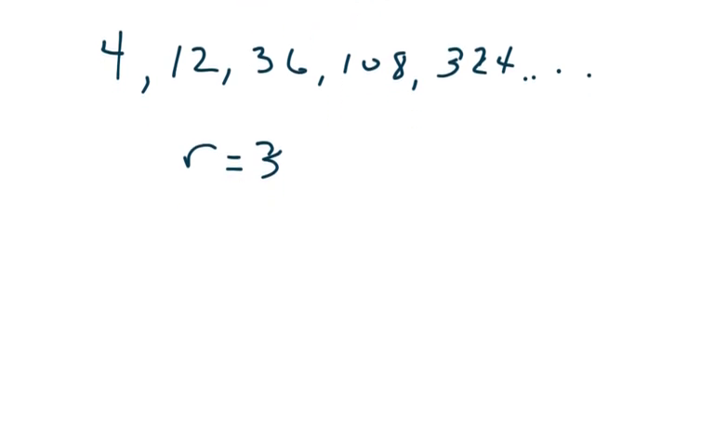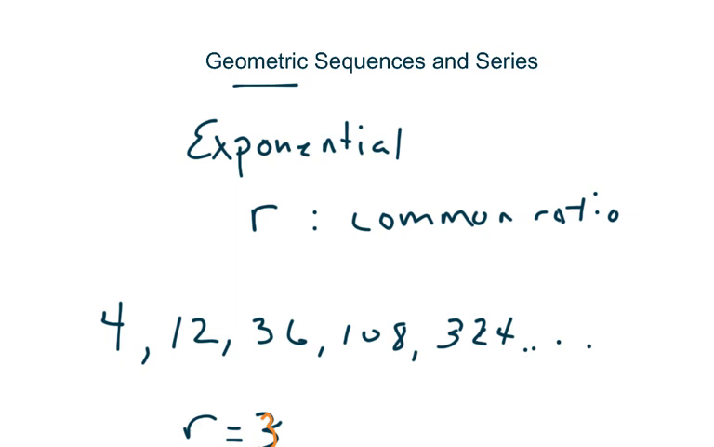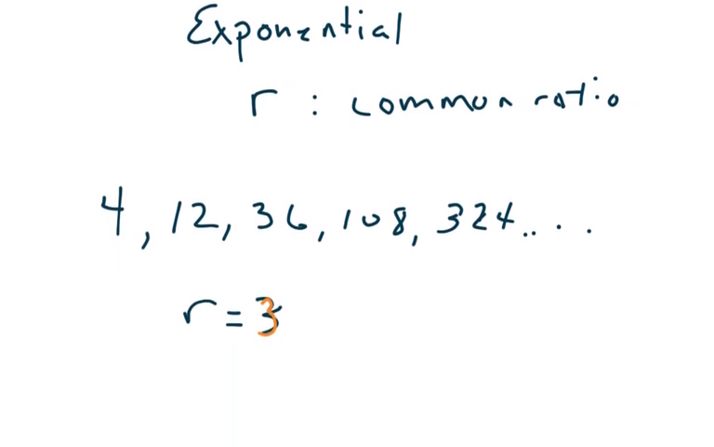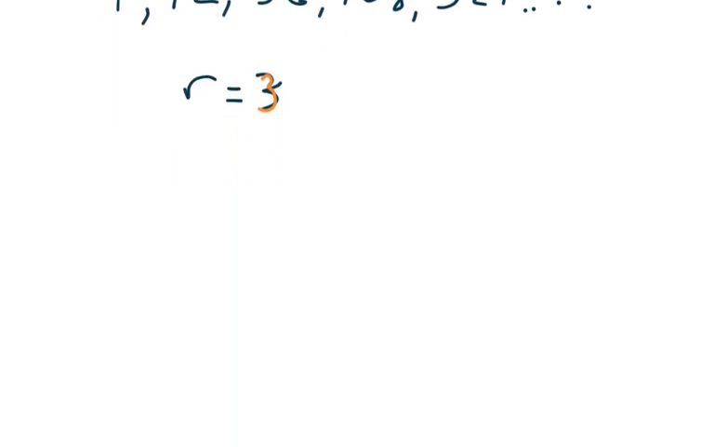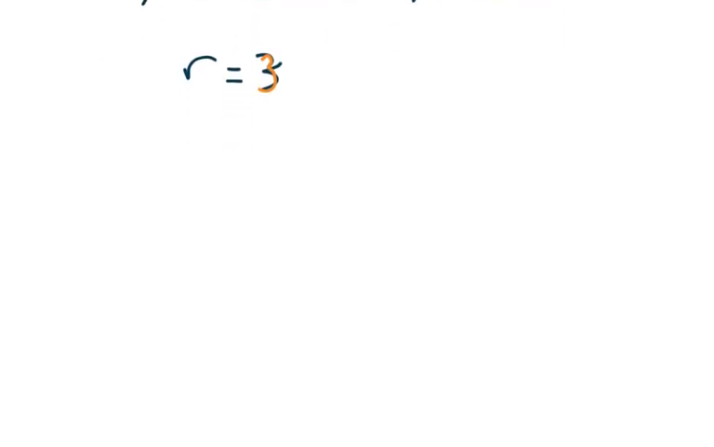We can write this as an explicit rule or we can have a recursive rule. One thing that's different about a geometric sequence is that the common ratio can actually be negative. You don't have to be positive. In an exponential function, you can't have a negative base because it bounces back and forth, goes up and down and up and down, like so. But with geometric, we can have a negative.